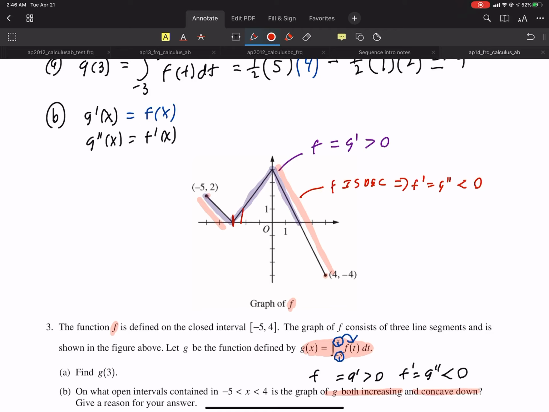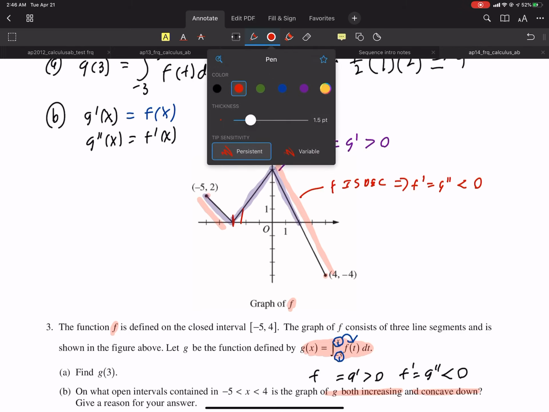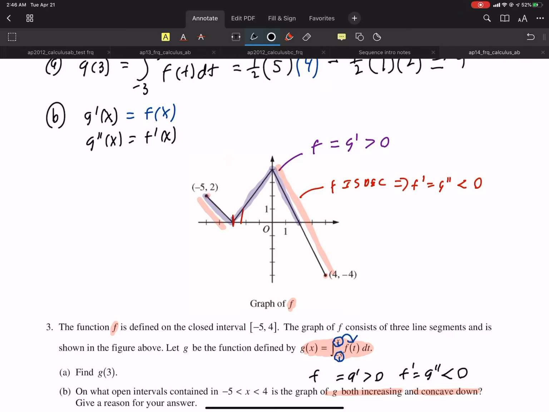So now we have to write that out in English. We need to write and speak in math. So let's do the purple part first. So we're going to say F, which equals G prime. Okay, nah, I actually lied to you. Whoa.